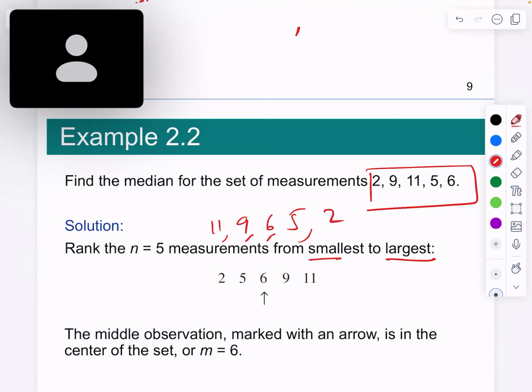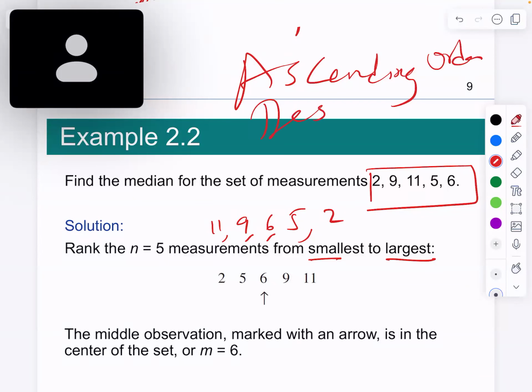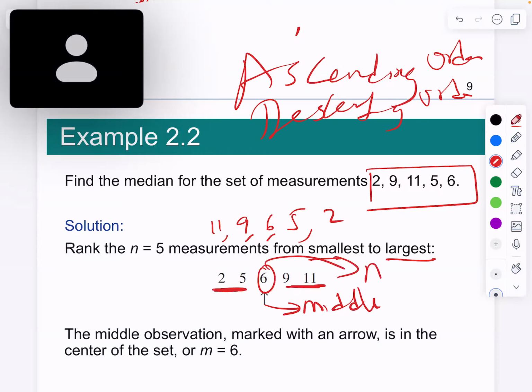Okay? So ascending order or descending order. Now, when you look at that number, 6 is in the middle. After sorting the numbers, to the left of 6 you have 2 numbers, and to the right you have 2 numbers. So this is the median. That's how to calculate the median.